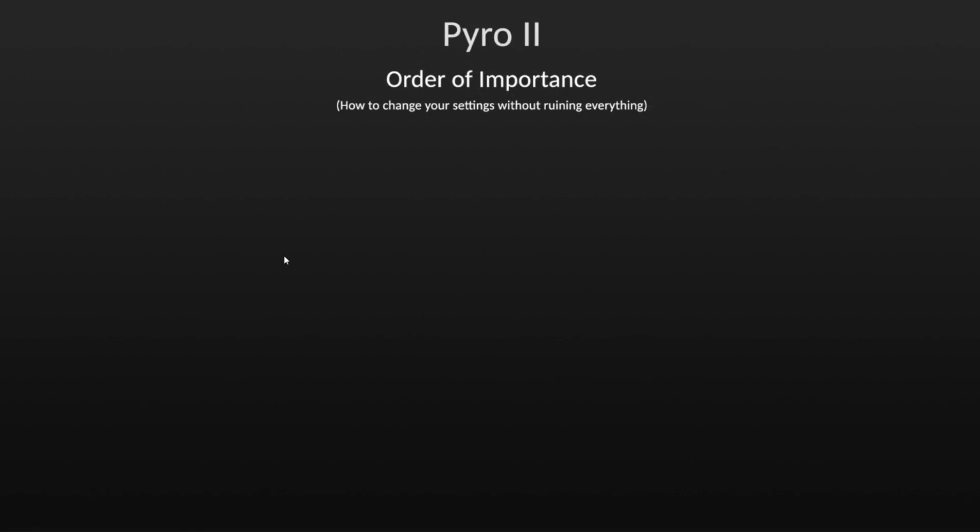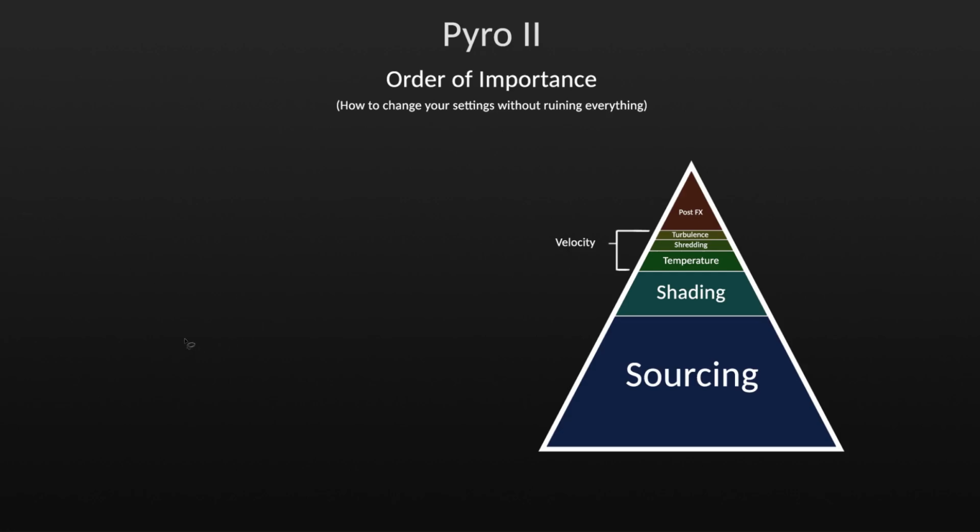In order to visualize this, I made a pyramid which describes the order of importance when it comes to a pyrosim. And it looks something like this. Towards the bottom, we have sourcing. And sourcing, as you can see, makes up the majority of what you get from a simulation. If you don't have your sourcing right, then nothing else matters. The shading doesn't matter. What you do in comp doesn't really matter. Well, we'll talk about that in a minute, but for the most part, ideally, that doesn't matter. Temperature, shredding, turbulence, everything relies on the sourcing. And when you go to troubleshoot, that's the place that you start.